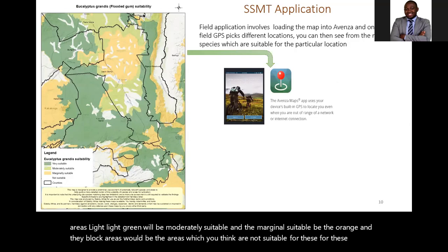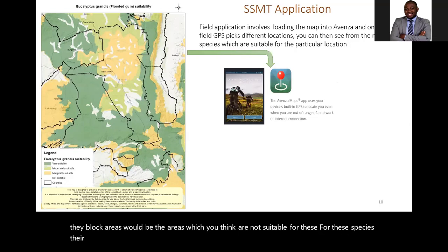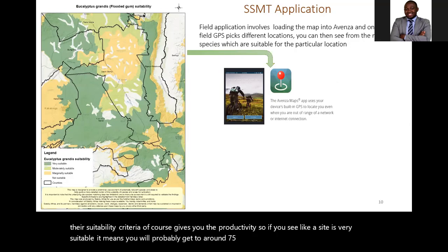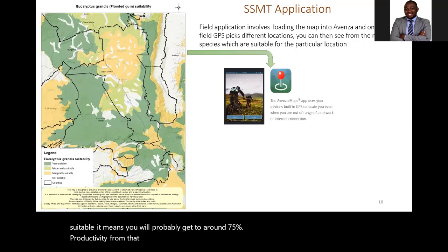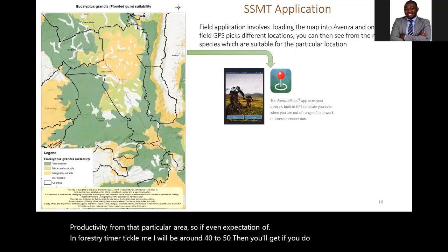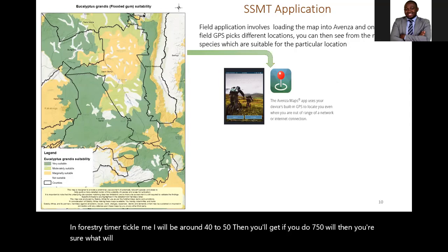The suitability criteria, of course, gives you the productivity. So if you see a site is very suitable, it means you will probably get around 75% productivity from that particular area. So if the expectation in forestry terms, what we call MAI, would be around 40 to 50, then if you get 75% of it, you're sure of what will be the output at the end of the rotation, which is basically the planting period.